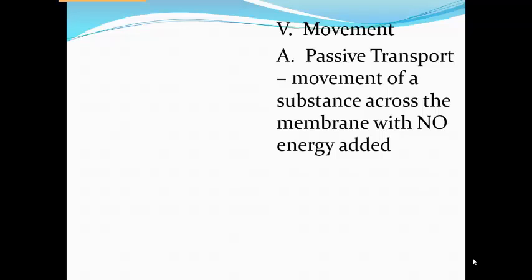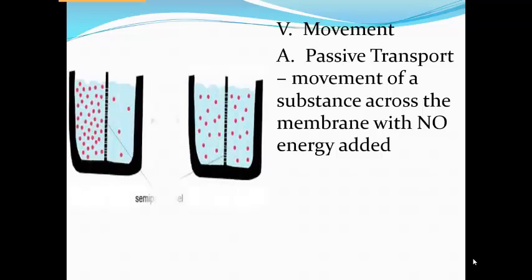One of them is called passive transport. And passive transport is when the item, the chemical, whatever it is, moves across the cell membrane, but your cell does not have to use any energy. So it just naturally moves across the cell membrane. No extra energy is added.